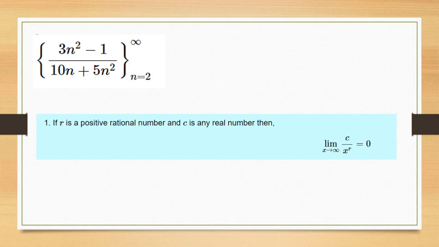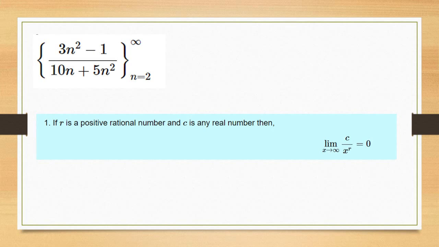Now for our second example, we have to get the limit of (3n squared minus 1) over (10n plus 5n squared). Now in this case, n will start at 2 to positive infinity. Now in this case, we have to use the previous theorem on limits as x approaches positive infinity.